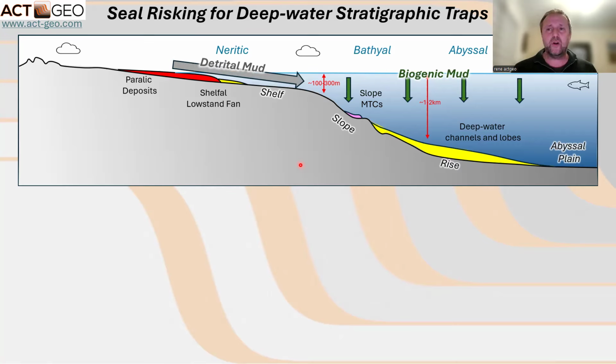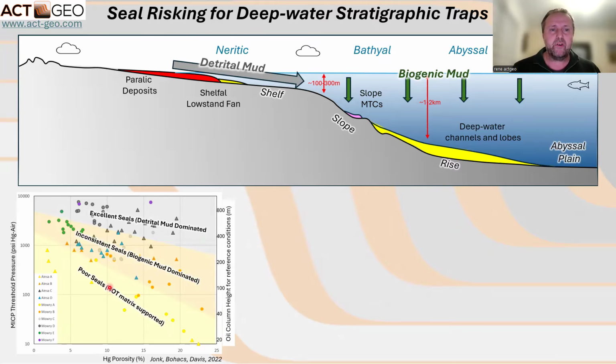At a very first order, I always find it useful to articulate whether I think the seal that I'm looking at is pelagically dominated by biogenic mud or whether it's detrital mud. Why do I care? Well, it turns out that for column height distributions, biogenic mud dominated systems just tend to be a little weaker as a seal than detrital mud dominated systems. Okay, so it influences, not necessarily the risk, but the column height distribution that you may use.